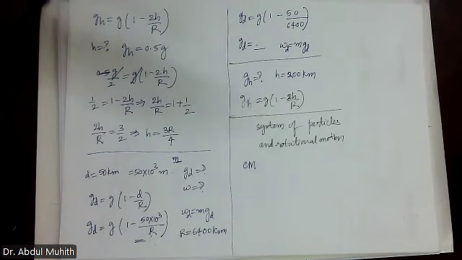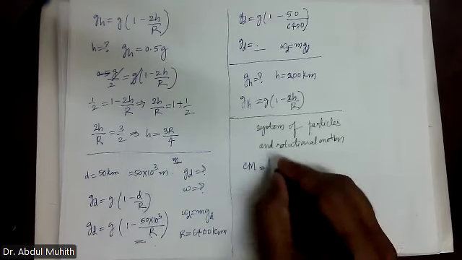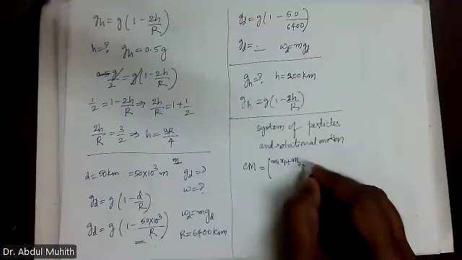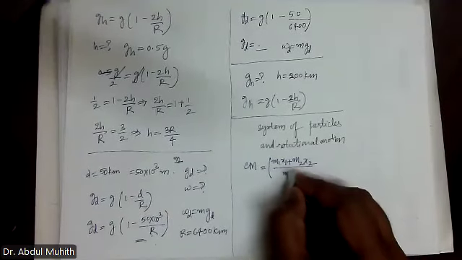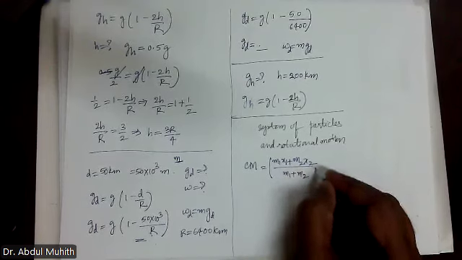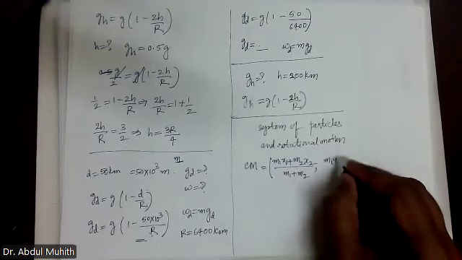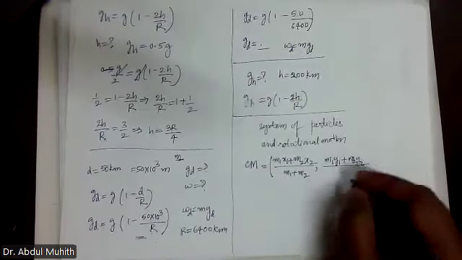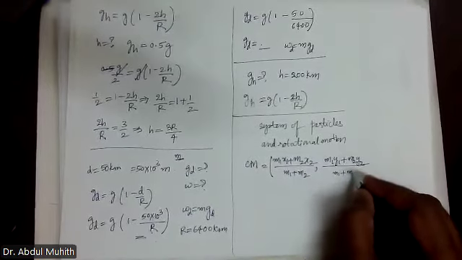Sir, center of mass is the equation. One equation is there. There is one formula for center of mass. The position vector of the center of mass is equal to m1 r1 plus m2 r2 divided by m1 plus m2, with everything in vector form.